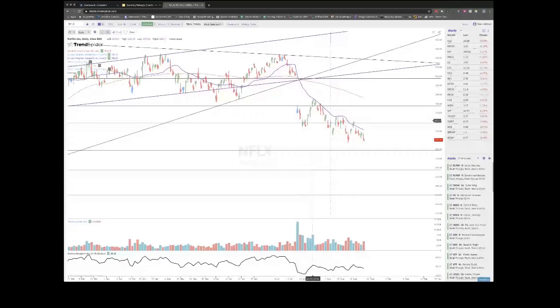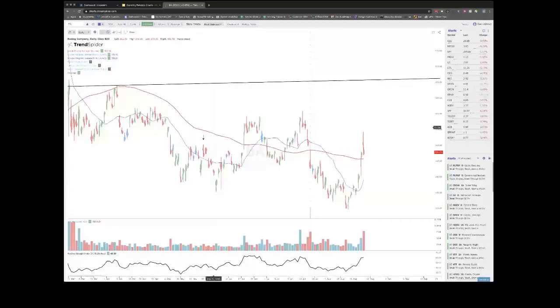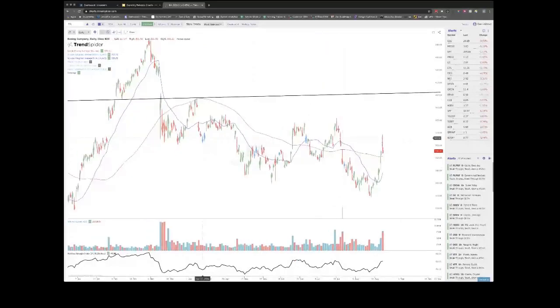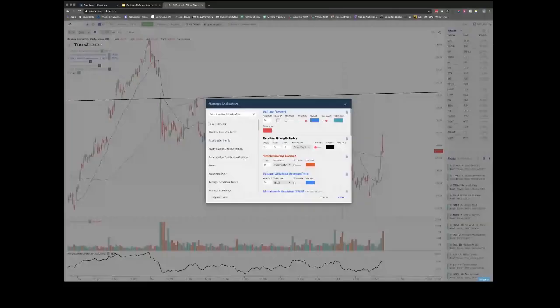Pull up BA. Somebody asked for BA there. Boeing is another interesting example. You see blue raindrops forming at key levels all the time on this chart as well. So like what I would do here is I would try to find the support and resistance zones on the chart. That absolutely, Raj, I will add the stochastic right now so you can see what that looks like.